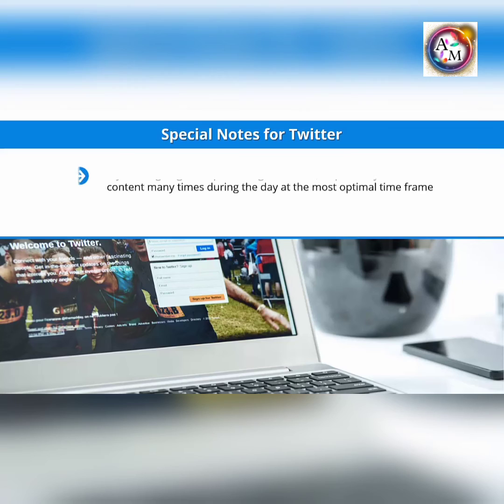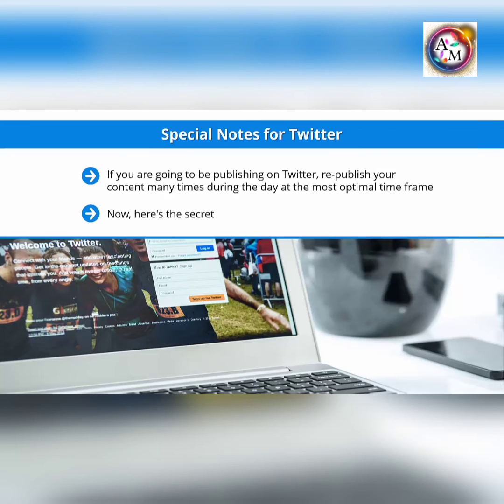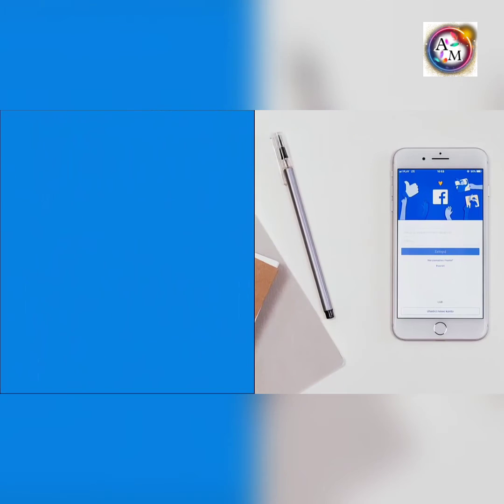Special notes for Twitter. If you're going to be publishing on Twitter, republish your content many times during the day at the most optimal time frame. Facebook Insight already told you that your content is being viewed within a specific time frame. Chances are your Twitter fans have the same social media viewing habits. Stick to that time frame. Now, here's the secret. Set up your automated content publishing tools to tweet out your best content many times during that time frame, but you also have to rotate different hashtags. This way, you can reach different people looking for hashtags that are related to different subsegments of your niche.